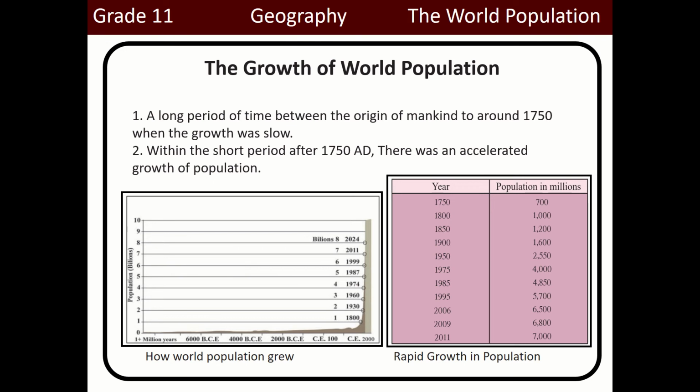If you go through this figure, how world population grew, it is clearly identified that from the origin of mankind to around 1750, the growth rate was very slow, while after 1750, the rate is increasing rapidly. And the chart shows how the rapid growth has taken place. In the year 1750, the world population was 700 million, while in 2011 it is 7,000 million.